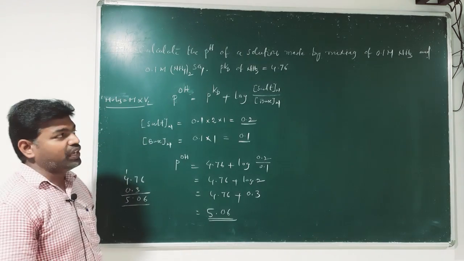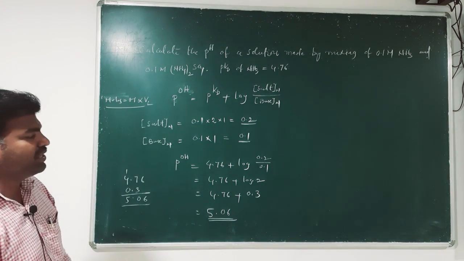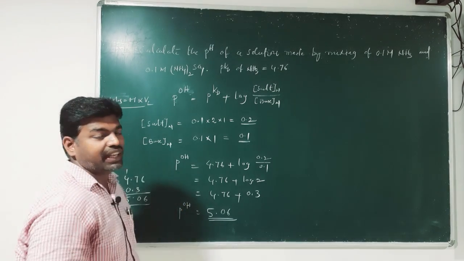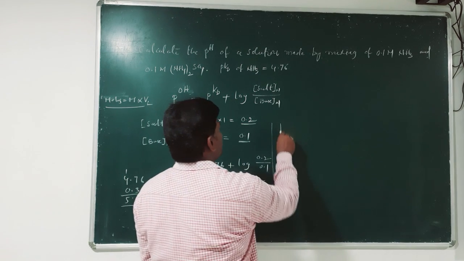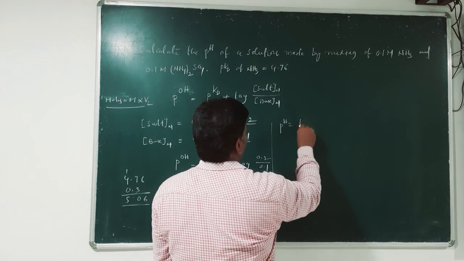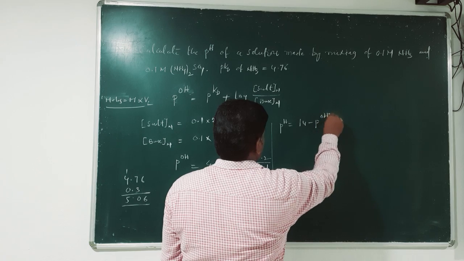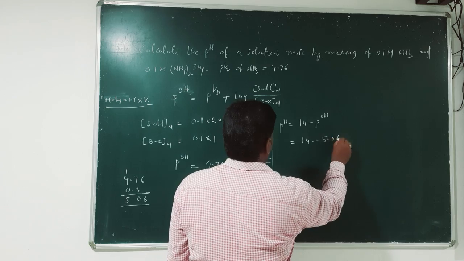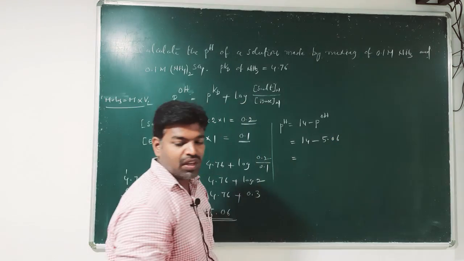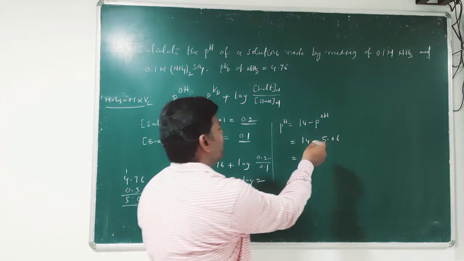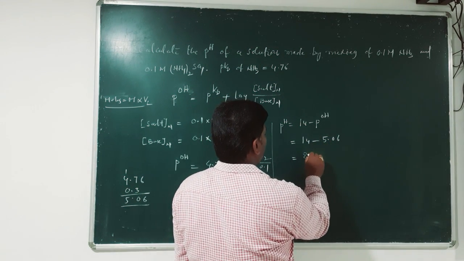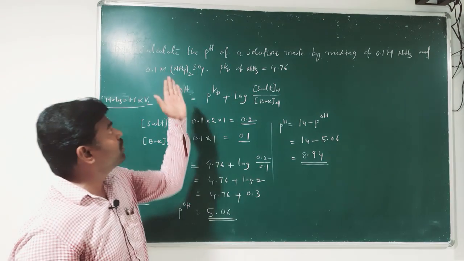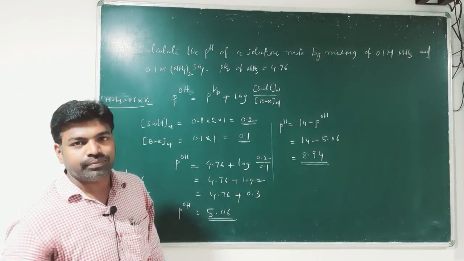But what they asked is to calculate the pH. When we know the pOH, from that we can calculate the pH. That is, pH is equal to 14 minus pOH. So 14 minus 5.06 comes out to be 8.94. So the pH of the buffer solution is 8.94.